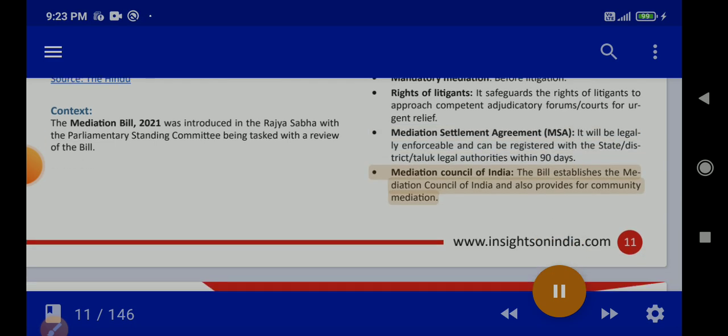Mediation Council of India. The bill establishes the Mediation Council of India and also provides for community mediation.